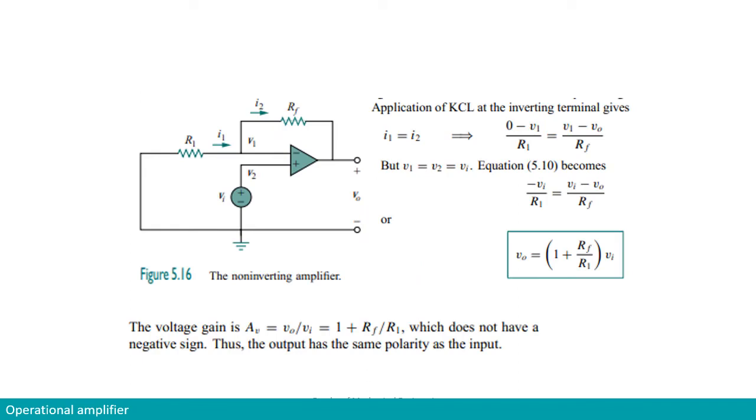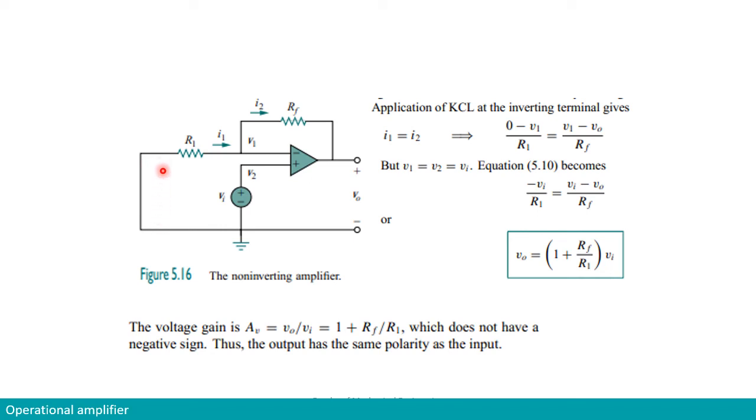To understand what's happening, first we have to remember the properties of an ideal operational amplifier. For an ideal operational amplifier, the input impedance is infinity, so there's no current going into the operational amplifier. Therefore, the points here, what we call V1 and V2, are the same. So voltages V1 and V2 are equal.